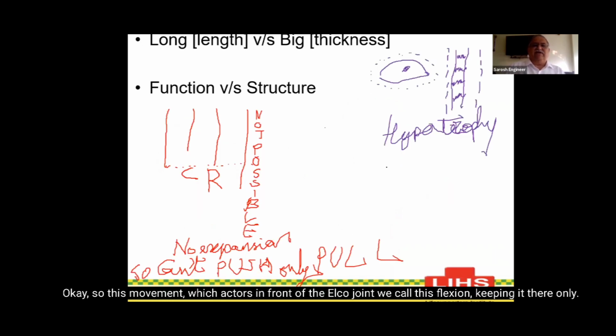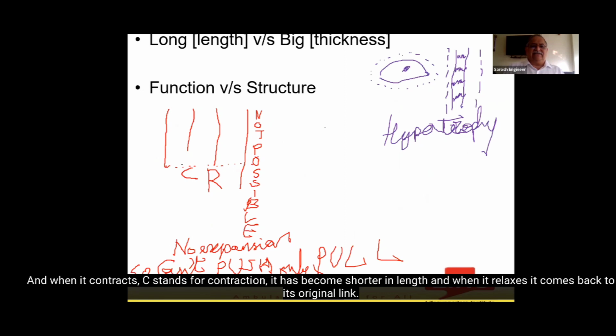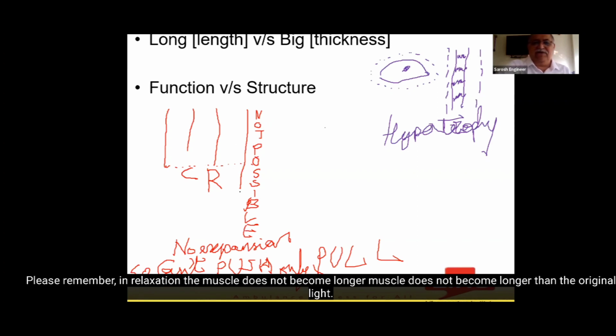Now, this is the length of the muscle. This is the length of this muscle when it is not contracting, when it is not doing any function. And when it contracts, C stands for contraction, it has become shorter in length. And when it relaxes, it comes back to its original length. Please remember, in relaxation, the muscle does not become longer than the original length, right?